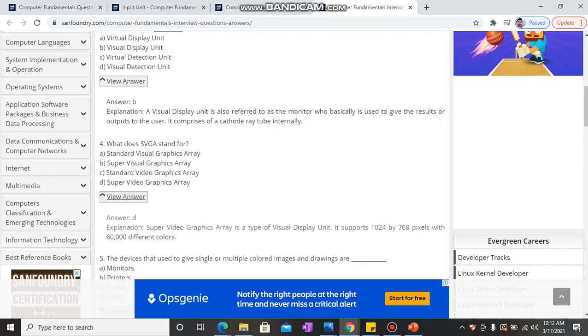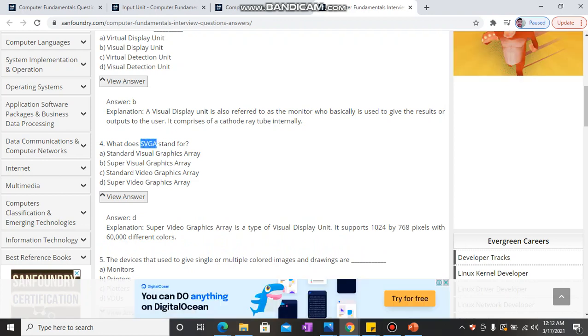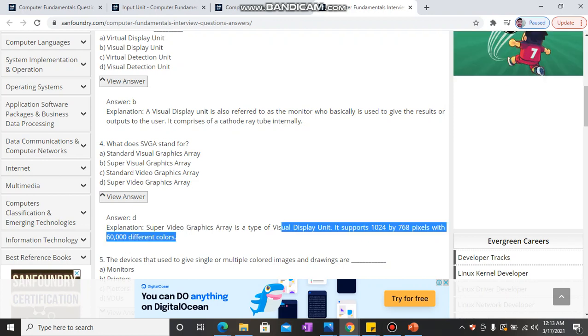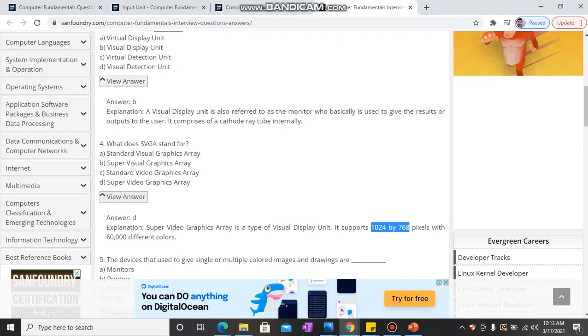Okay, we've got another question. What does SVGA stand for? And the answer is D, super video graphic array. What does it mean? Explanation: super video graphic array is a type of visual display unit. Always remember it. It supports 1024 by 768 pixels with 60,000 different colors.